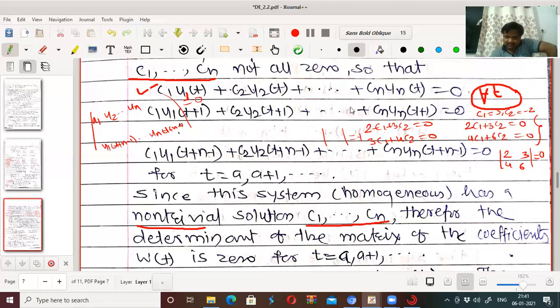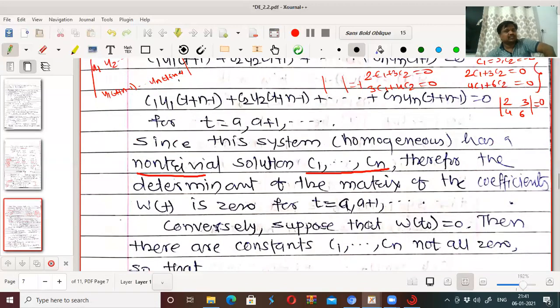And if it has only the zero solution, then the determinant of the coefficients is not equal to 0. So since the system has a non-trivial solution, the determinant of the coefficients, which is the Casoratian, is equal to 0 for t equal to a plus 1 and so on. That is, W(t) equal to 0 for all values of t.